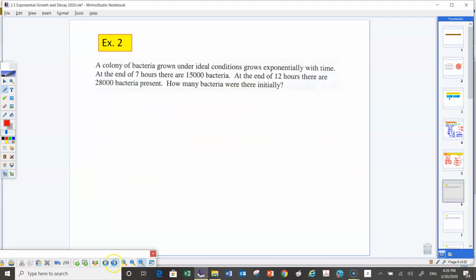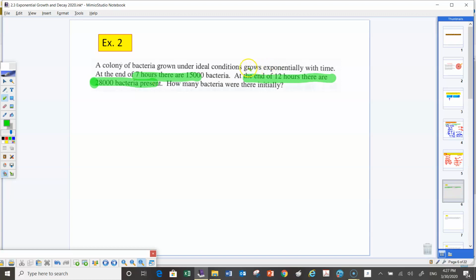Okay, let's take a look at another problem. This question says a colony of bacteria grow under ideal conditions exponentially with time. At the end of 7 hours, there are 15,000 bacteria, so that's important information for us. And at the end of 12 hours, there are 28,000 bacteria present. The question is, how many bacteria are there or were there initially?